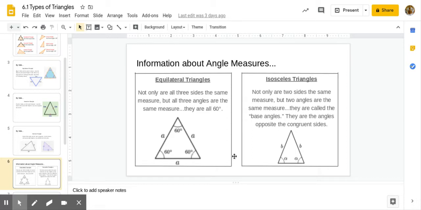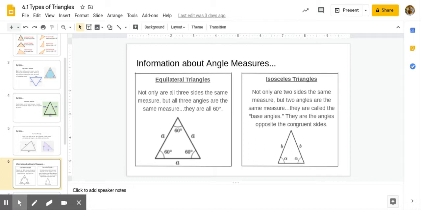In an isosceles triangle, not only do the two sides have the same measure, but there are also two angles with the same measure. They happen to be the angles called base angles. They're opposite the congruent sides. So if I look at side B right here, the angle that does not touch it, so this one right here touches it, and this one right here touches it. The one that is opposite, now I've got my cursor on that one, that is opposite.